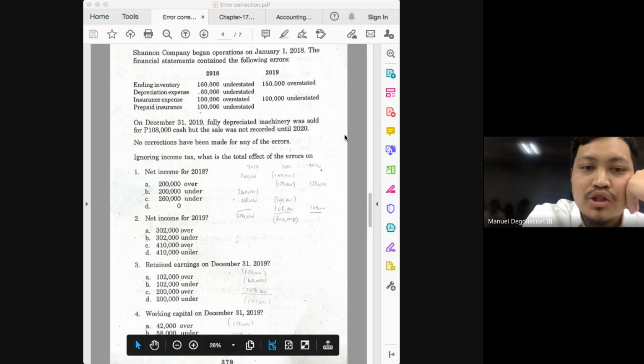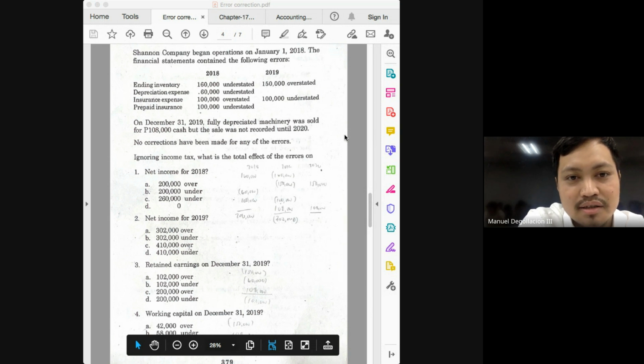Shannon Company, the questions are to compute for net income, meaning you correct the net income, 2018, 19, and then retained earnings. Okay. Let's see. Focus on 2018. First is ending inventory. I know I've already told you the simplified rule, class, but still, let's analyze.